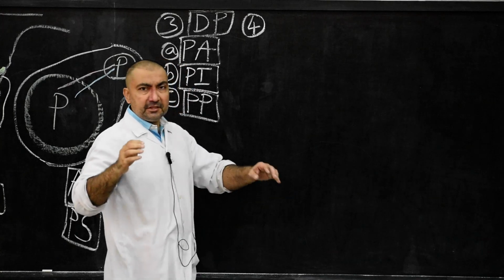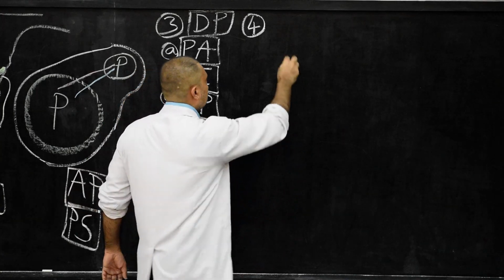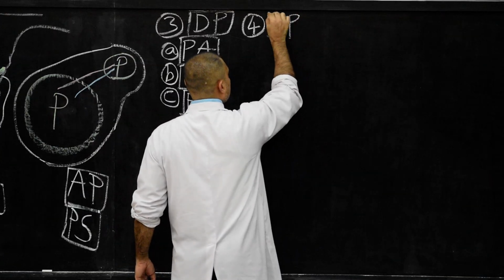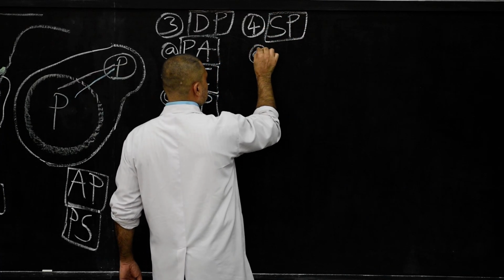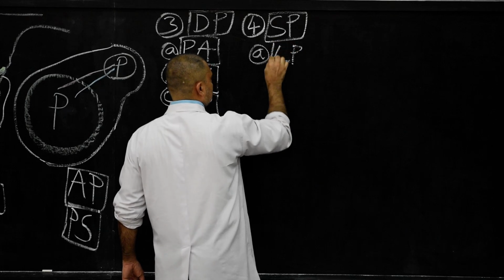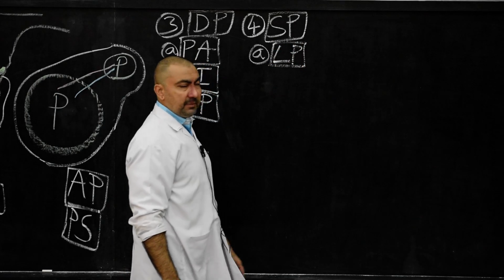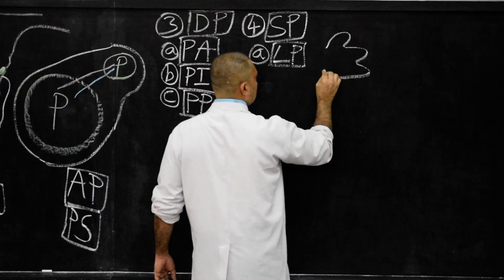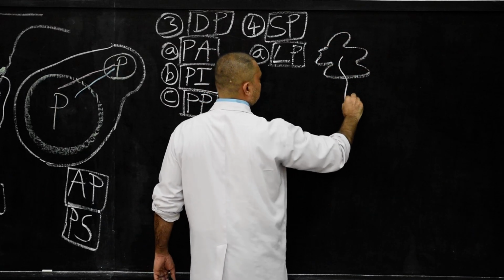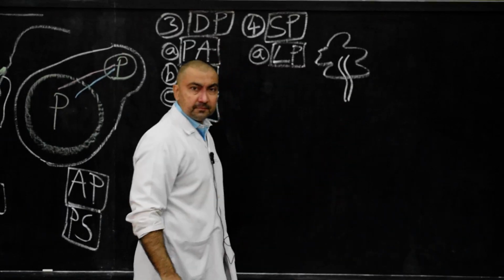Fourth type of classification is based upon the shape of placenta. First will be lobed placenta. What do you mean by lobed placenta? Placenta will have various lobes with the umbilical cord attached. Very simple.